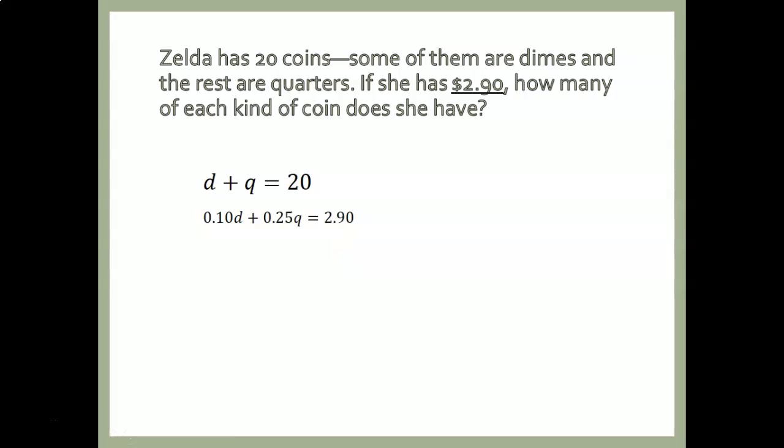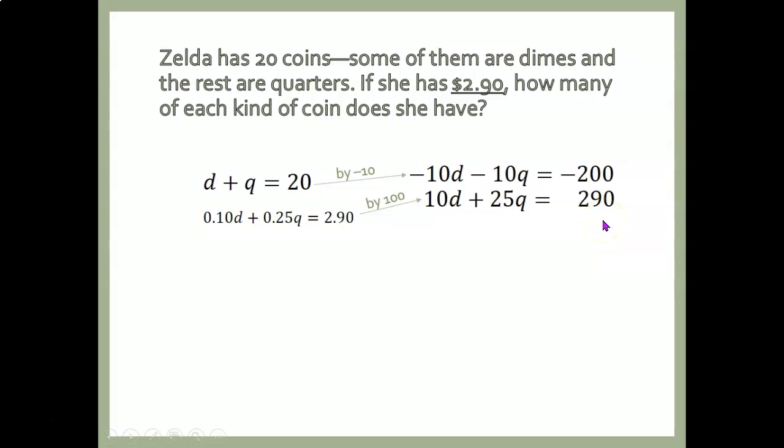We could solve this system either by substitution or by addition. And I think it's about equally easy either way. I'm going to do it by the addition method. What I'm going to do is take the top equation and multiply by -10 to get a -10D here. And then the bottom equation, I'm going to multiply by 100, and that will get the decimal points out of the way. Because when you multiply by 100, you move the decimal point 2 places to the right, and that turns that bottom equation into just plain old 10D plus 25Q equals 290.